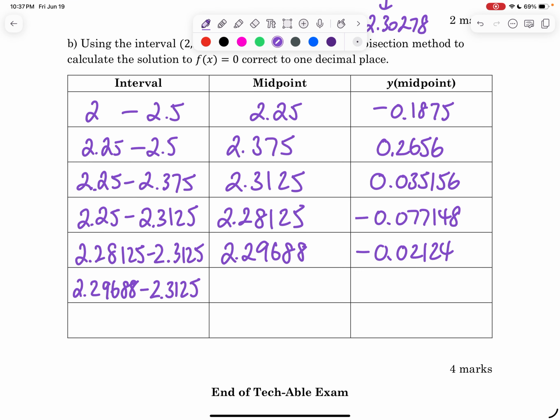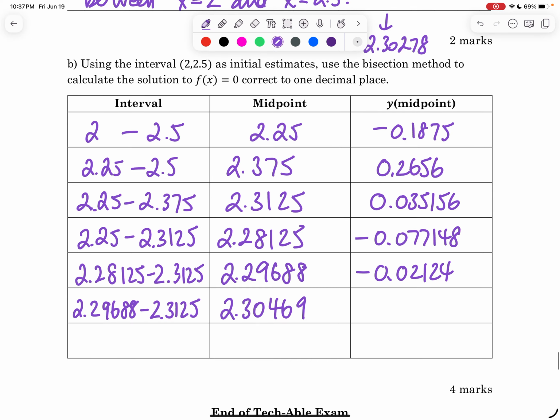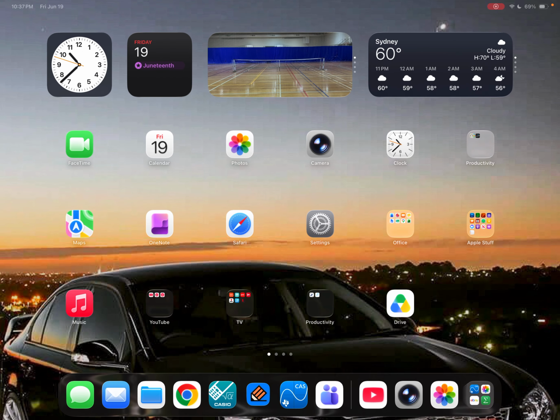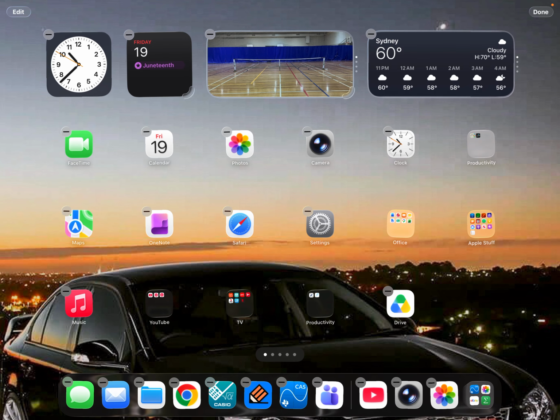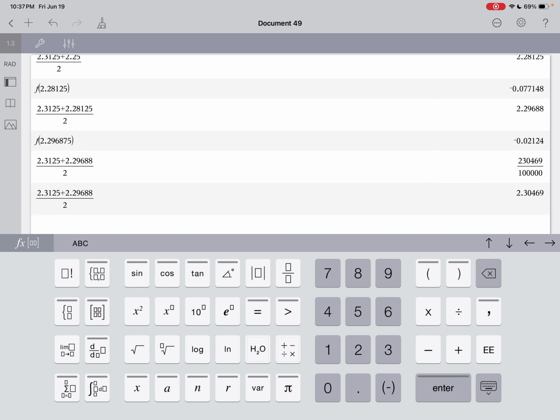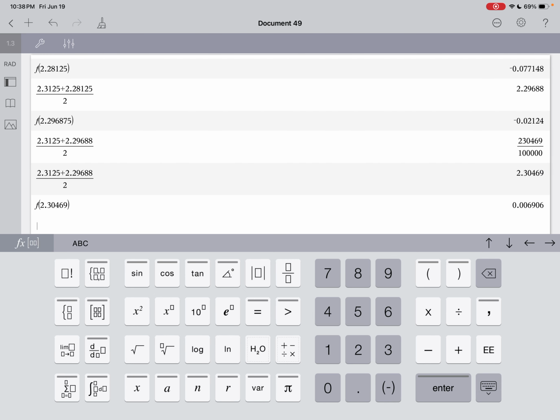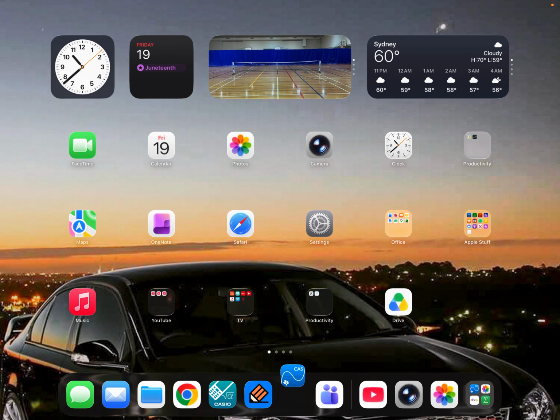The midpoint is 2.30469. So that's correct to 2 decimal places. Because when we sub it in, we get basically 0, 0.006906.